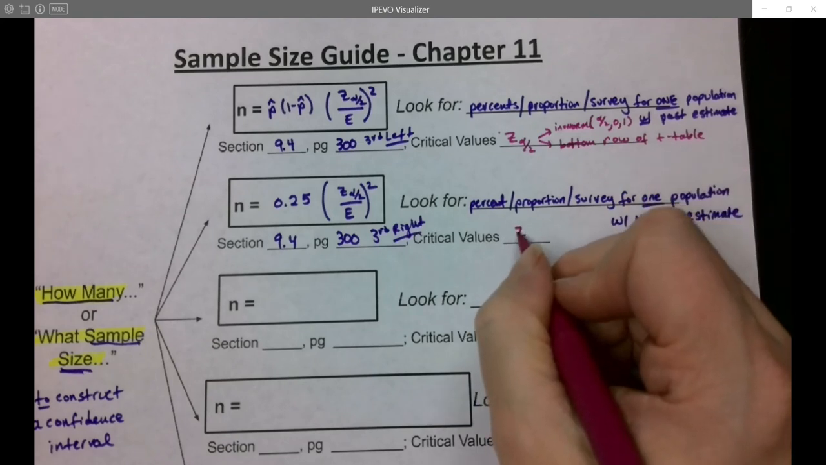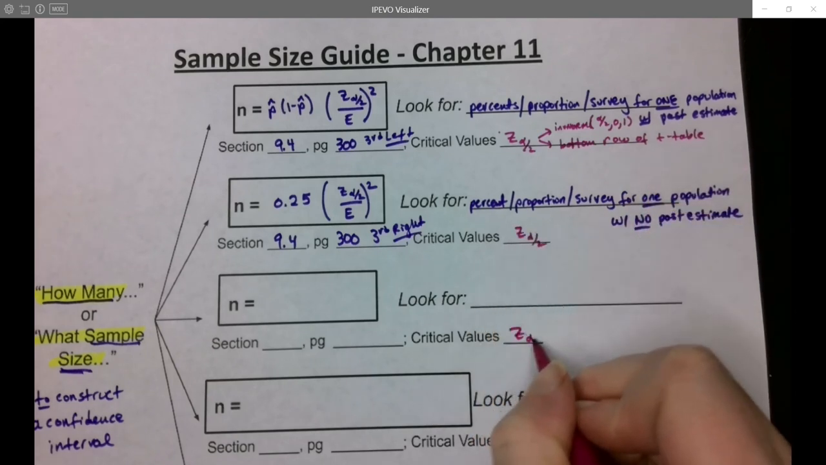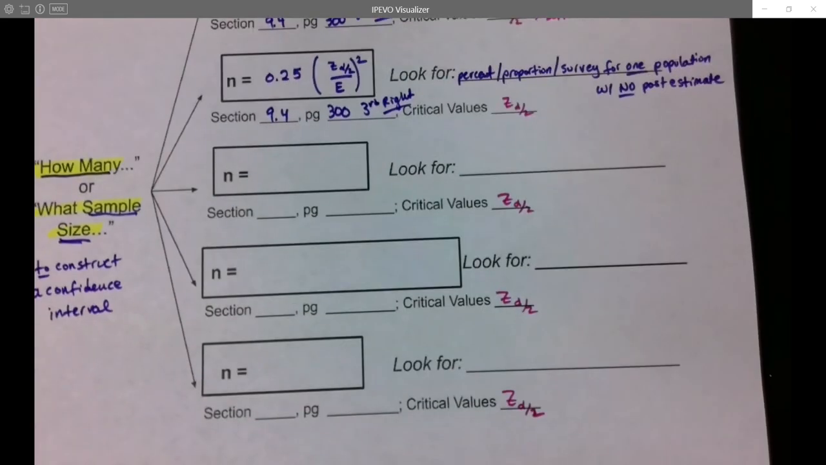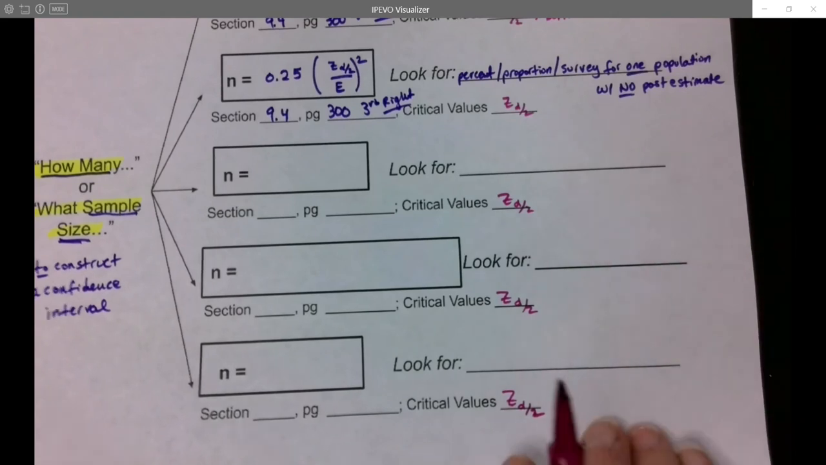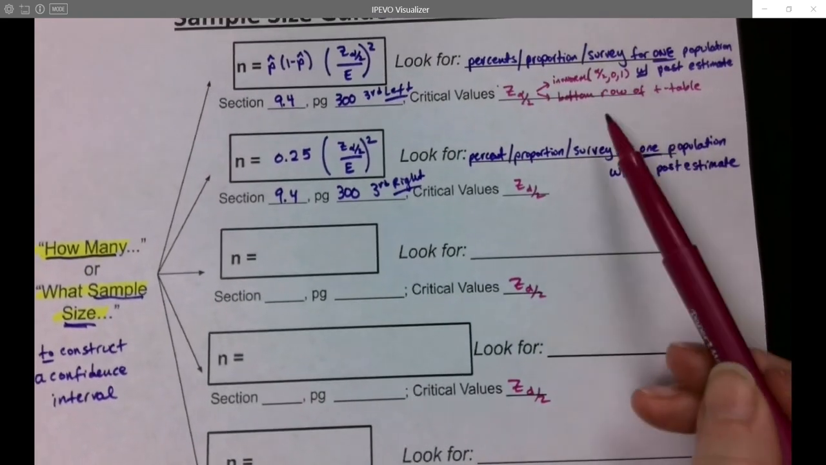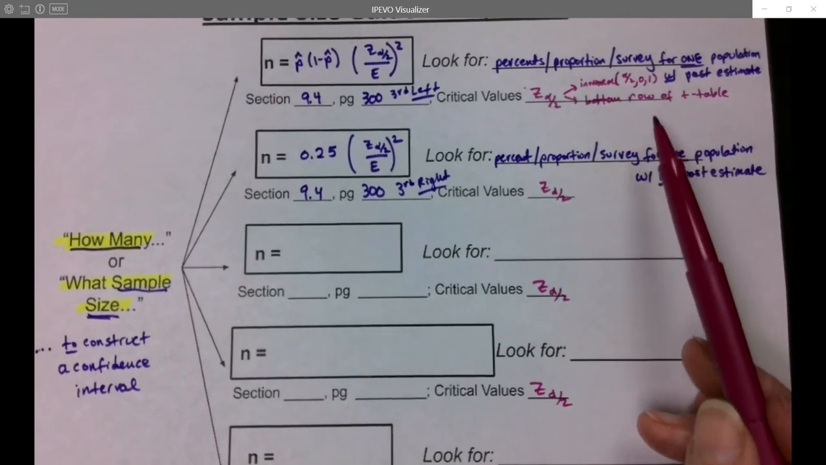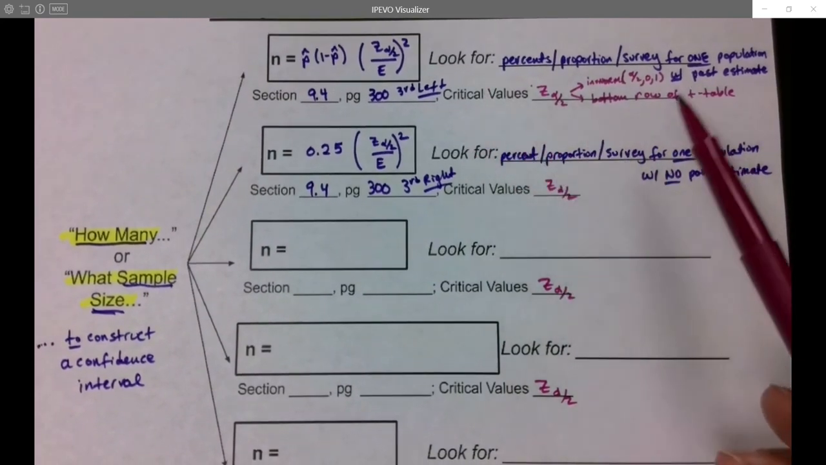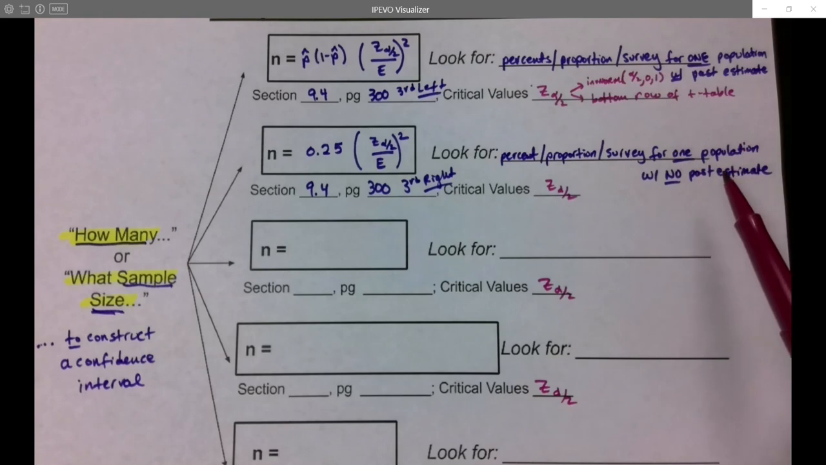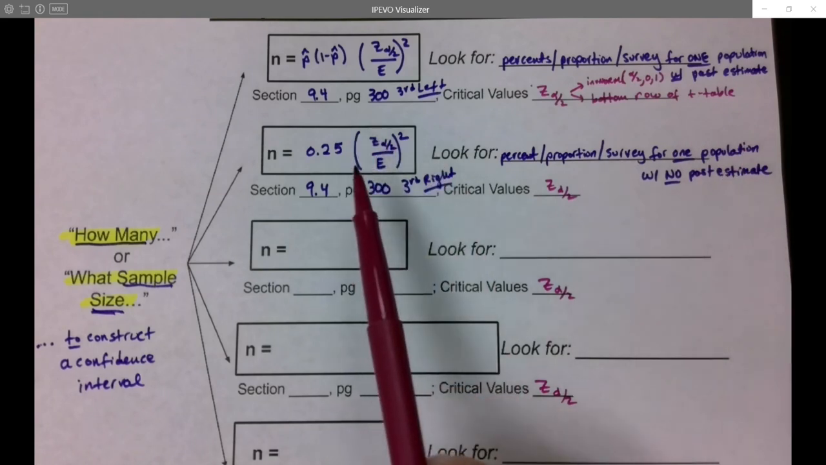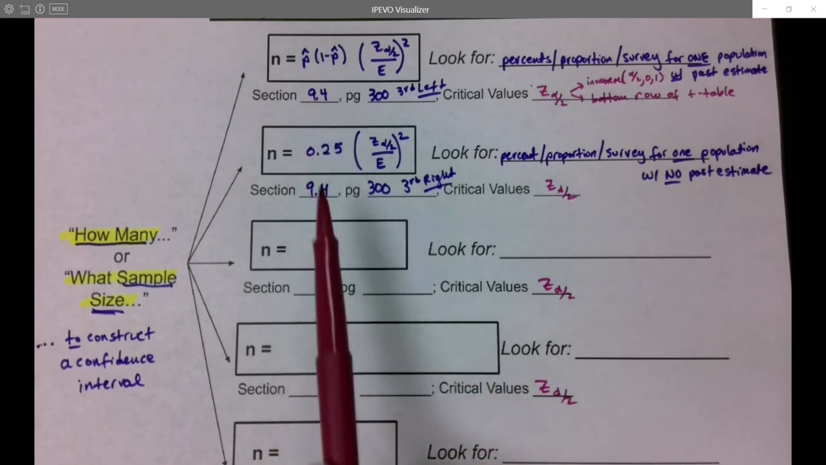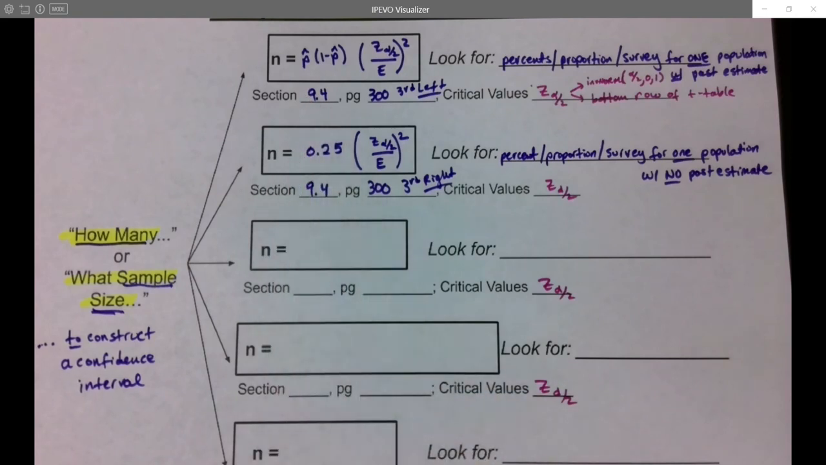That's actually the same critical value for every single one of these. They all use z alpha over 2. That's why all the rest of the lines are small. So they all are z alpha over 2s all the way down. The way to find them is either inverse norm alpha over 2, comma 0, comma 1, or the bottom row of the t-table. So those are the two that are for proportions for one population. We learned those in section 9.4. Technically, they're both 9.1, and this one's really 9.2, but I moved them all out of those sections just to make things go easier.